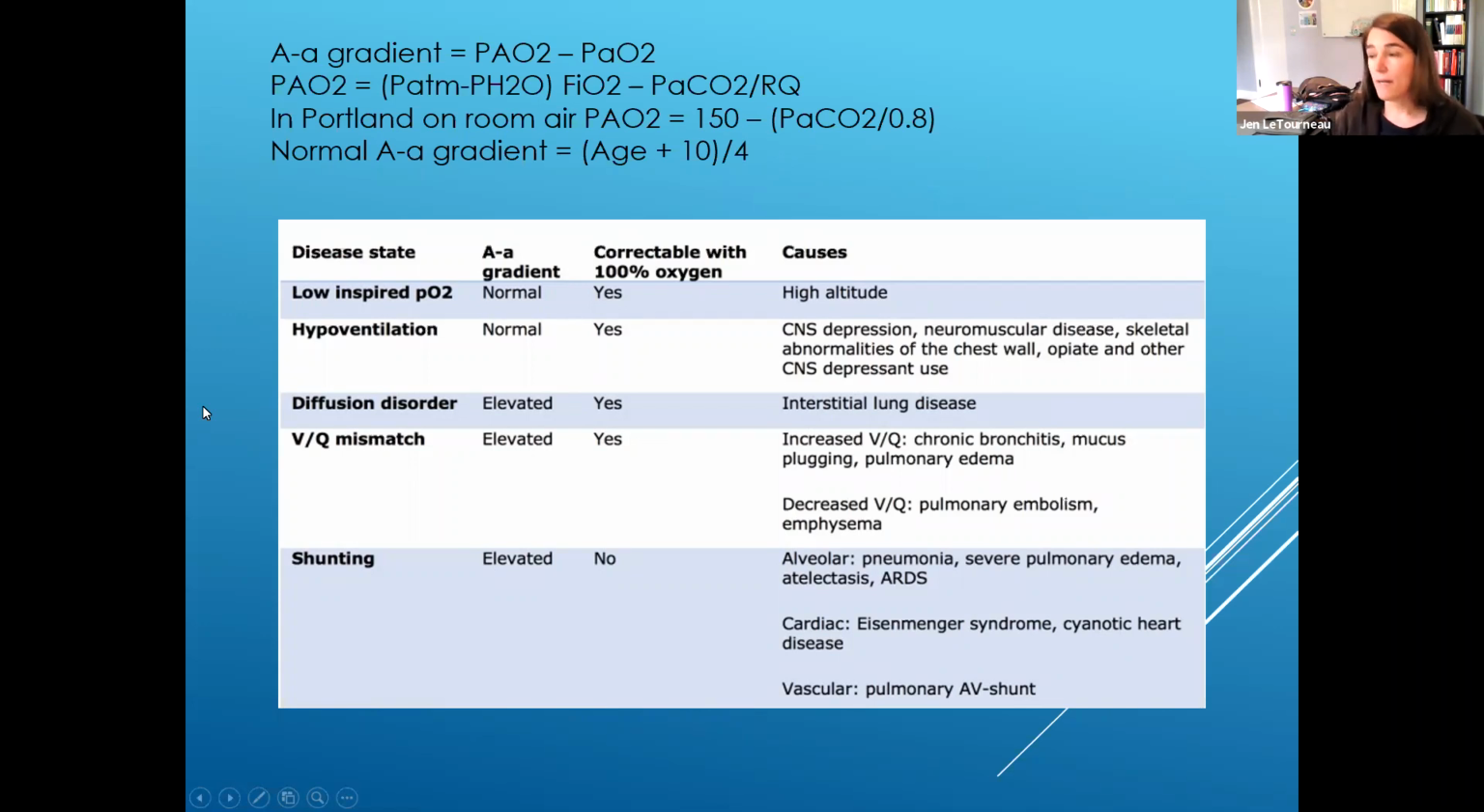Diffusion disorder is very commonly interstitial lung diseases. V/Q mismatch, of course, that is extraordinarily common in our patients. That's where we have PE, COPD, chronic bronchitis. And then shunt, we're always thinking about pneumonia, pulmonary edema, ARDS. Occasionally we'll have cardiac etiologies of shunt, or we'll even have pulmonary AV shunts.